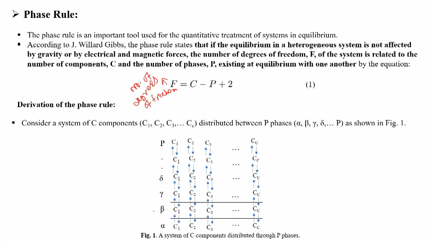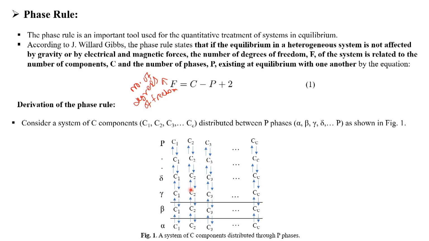Now, what is the derivation? So, now we discuss the derivation of the phase rule. Consider a system of C components. We denote the C components as C1, C2, C3 up to Cc. The subscripts 1, 2, 3 and so on denote component 1, component 2, component 3, distributed between P number of phases. So, P is the number of phases here. We denote the P phases as alpha, beta, gamma, delta and so on, as shown in this figure.